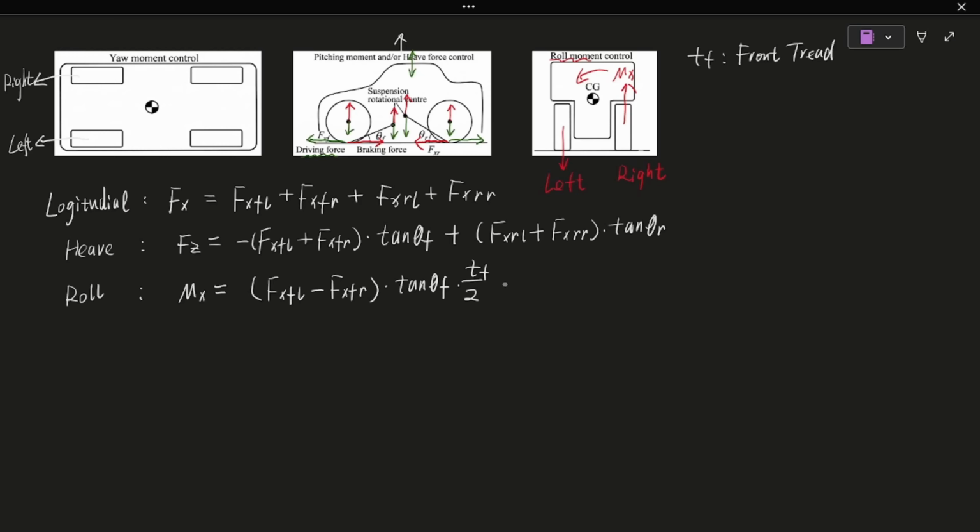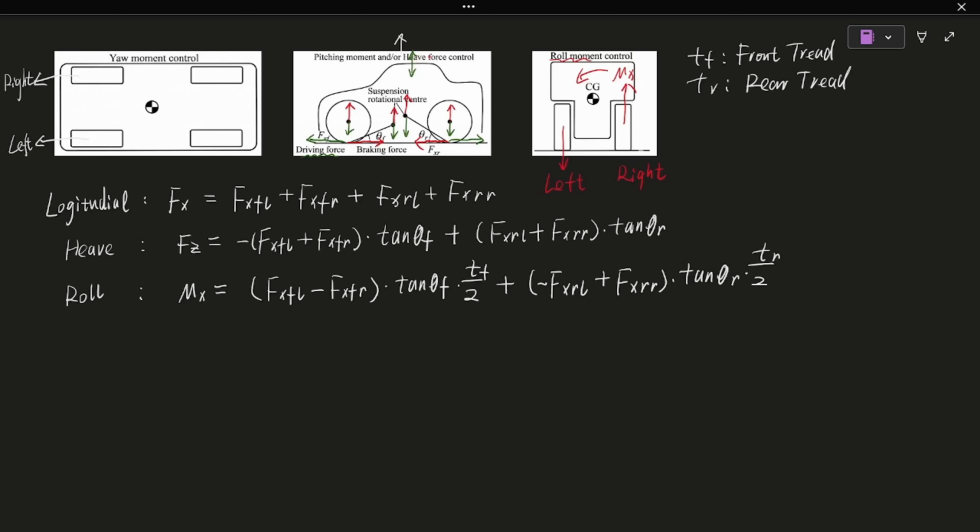Here, Tf is the front tread. The situation for the rear wheels is the opposite. Left side goes down. The longitudinal Fx_RL is negative. Right side goes up. We use plus Fx_RR, multiply by tan theta R, then multiply by Tr over 2. Tr is the rear tread.